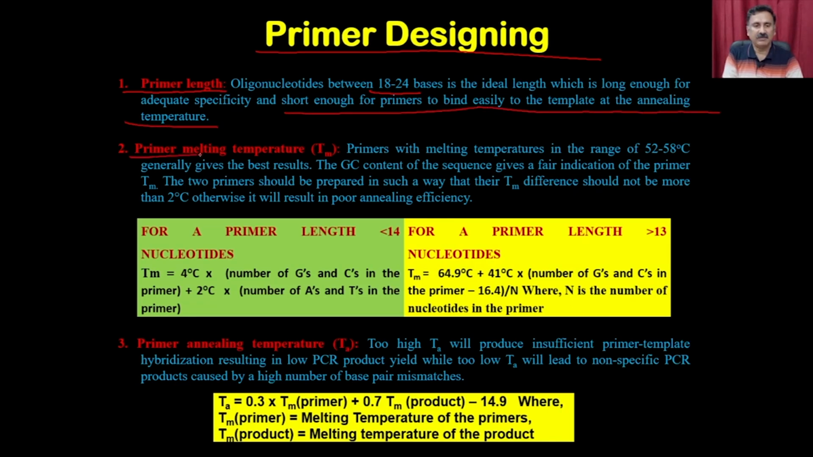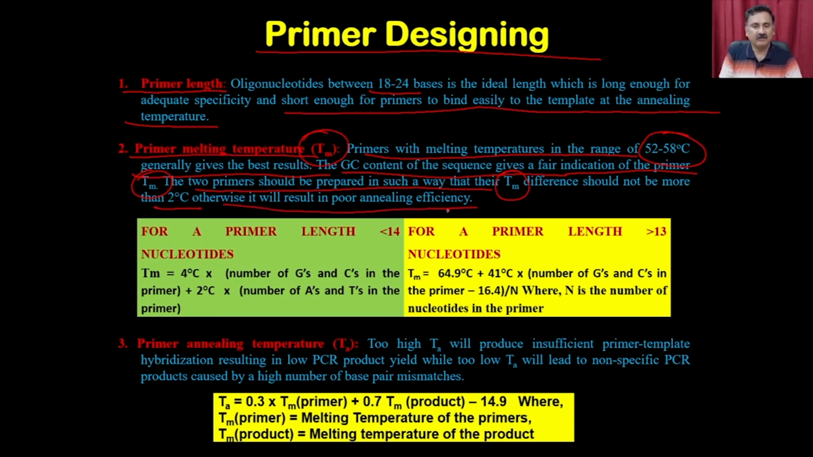Then you require the primer melting temperature, so Tm, right? A primer with a melting temperature in the range of 52 to 58 degrees Celsius generally gives the best results. The GC content of the sequence gives a fair indication of the primer Tm. The two primers should be designed in such a way that the melting temperature difference between them should not be more than 2 degrees Celsius. Otherwise, it will result in poor annealing efficiency.